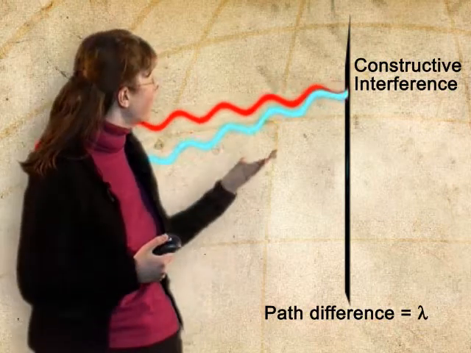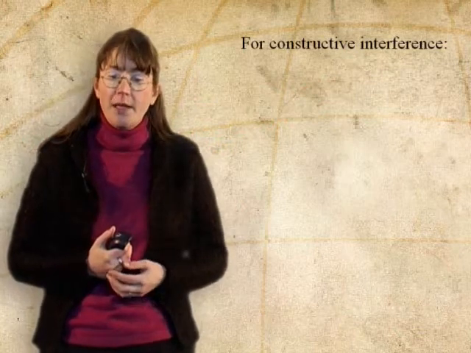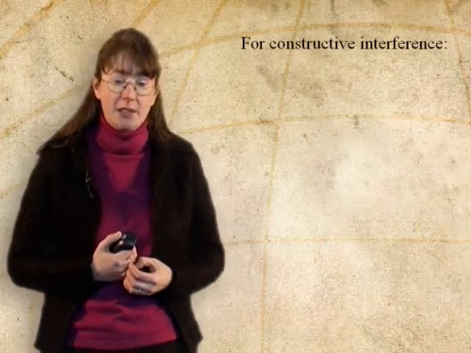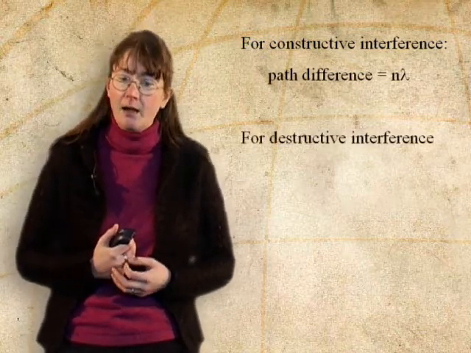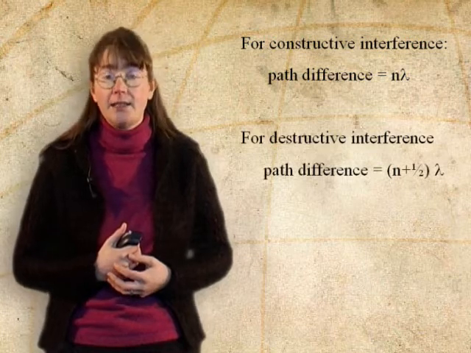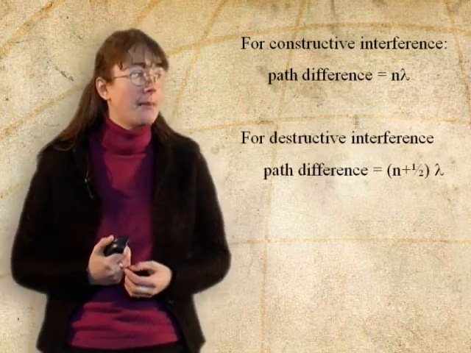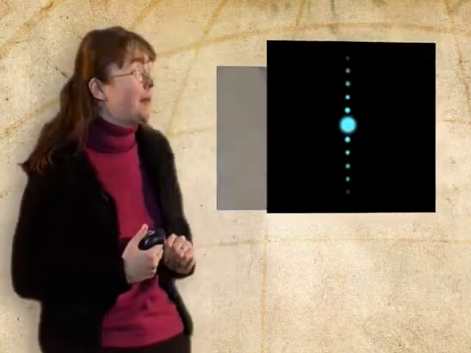If we do this for a lot of wave paths, more than just three, what we find is when the path difference is a whole number of wavelengths, we get constructive interference. But when the path difference is a half number of wavelengths, then we get destructive interference. What that means in effect is that we get a pattern of dark and light spots on the screen. In real life, they may be a little bit more blurry than this.